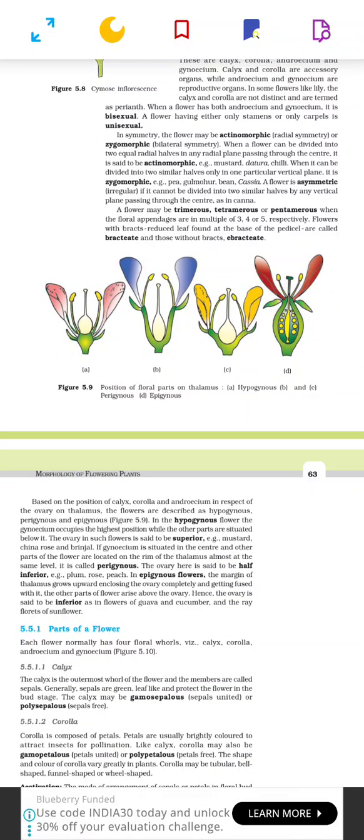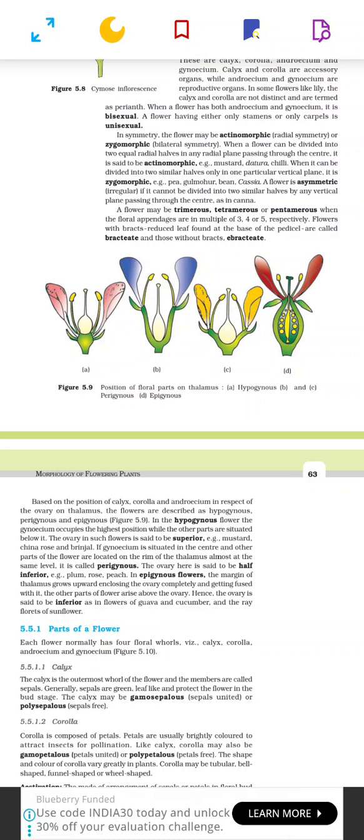Based on the position of calyx, corolla, and androecium with respect to the ovary on thalamus, the flowers are described as hypogynous, perigynous, and epigynous. In the hypogynous flower, the gynoecium occupies the highest position while the other parts are situated below it. The ovary in such flowers is said to be superior, for example, mustard, china rose, and brinjal. If gynoecium is situated in the center and other parts of the flower are located on the rim of the thalamus almost at the same level, it is called perigynous. The ovary here is said to be half inferior. For example, peach, plum, and rose.